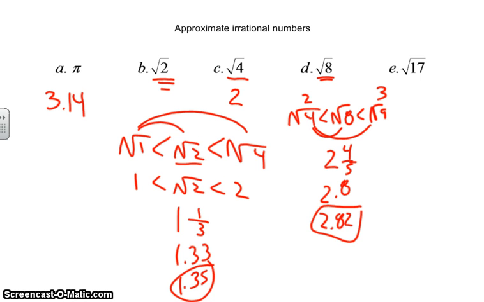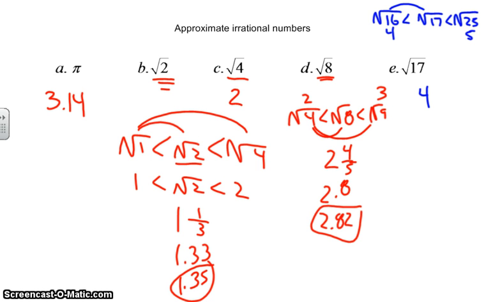Let's look at our last one, the square root of 17. My perfect square below 17 is the square root of 16. We're at the square root of 17, and the next one is the square root of 25. So the square root of 16 is 4 and the square root of 25 is 5, so it is between 4 and 5, so my first number should be a 4.